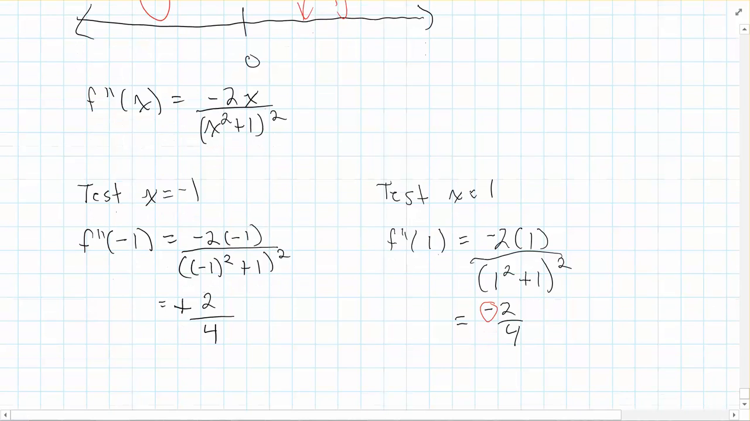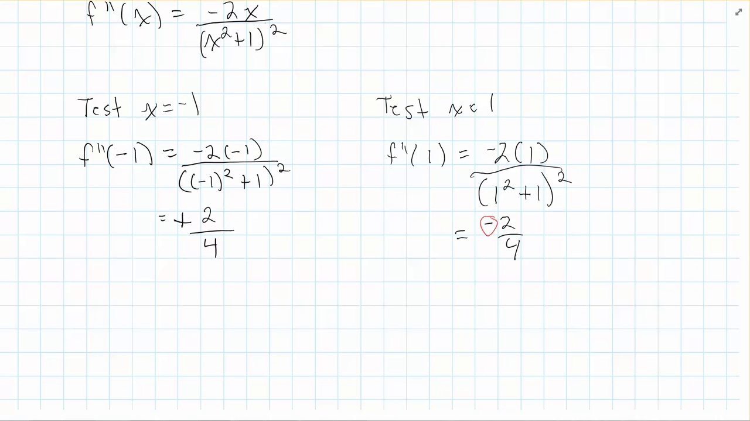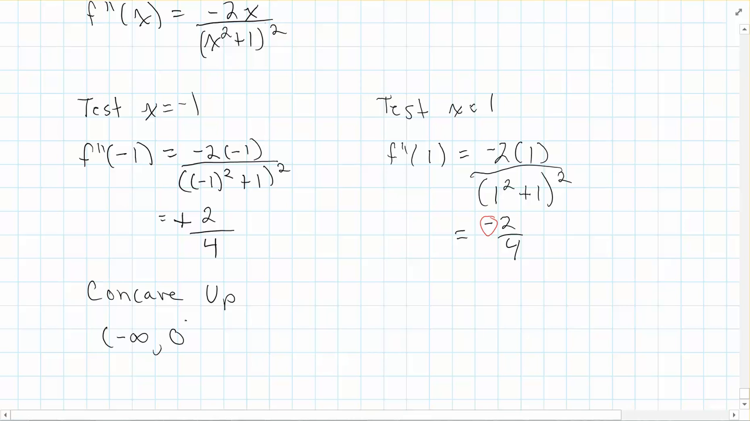So now I can just write the answer down for this problem. So we are concave up from negative infinity to 0, and we are concave down from 0 to infinity.